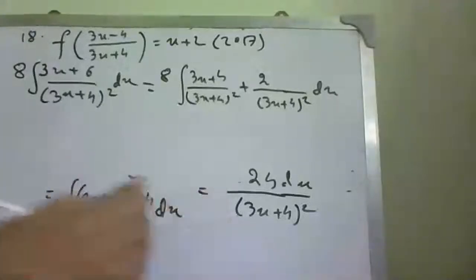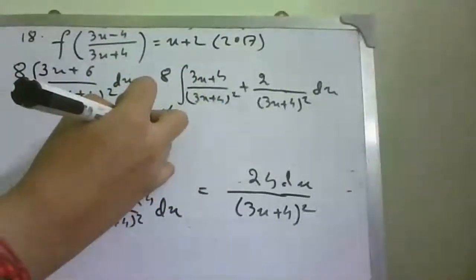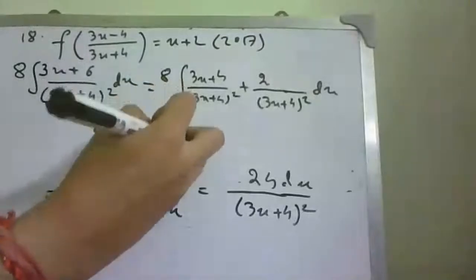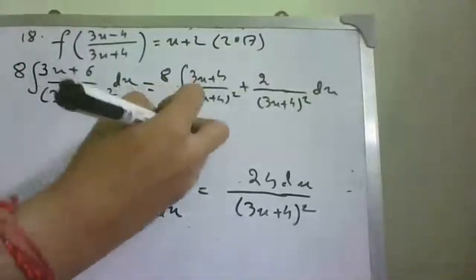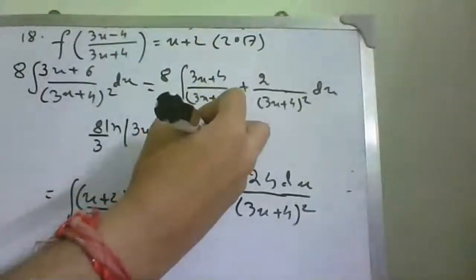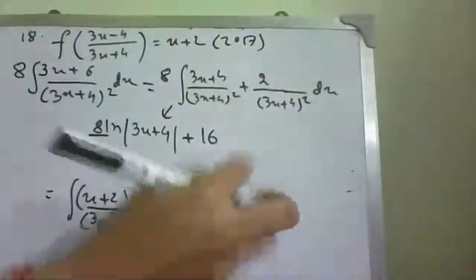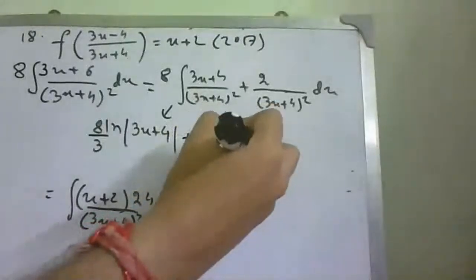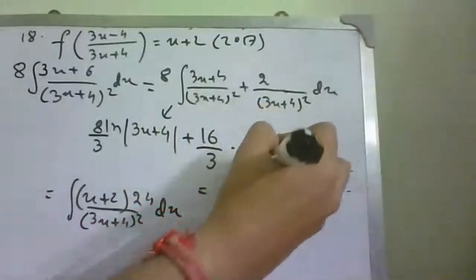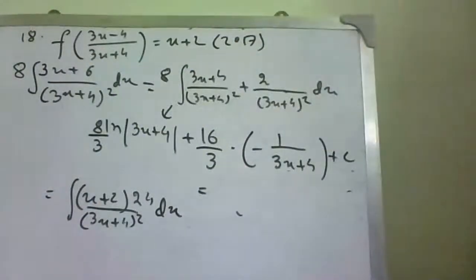Okay. So this is very simple after this. This is basically nothing but natural log of 3x plus 4, plus 16 times the integral of this: 16 by 3 into minus 1 over 3x plus 4. Probably I'm correct. Probably. I'm not sure. Is everything fine?